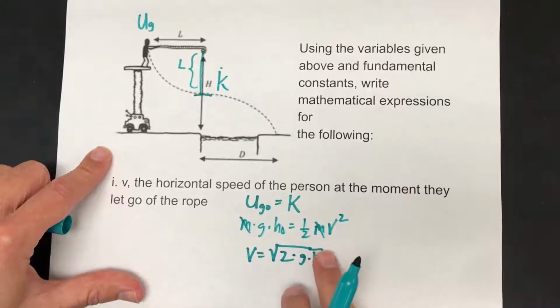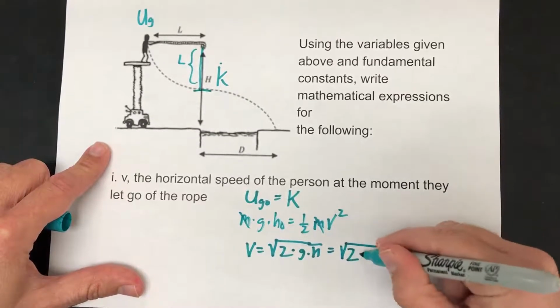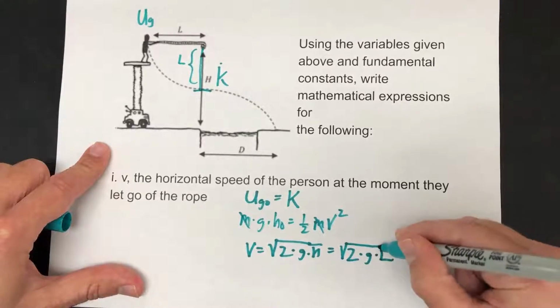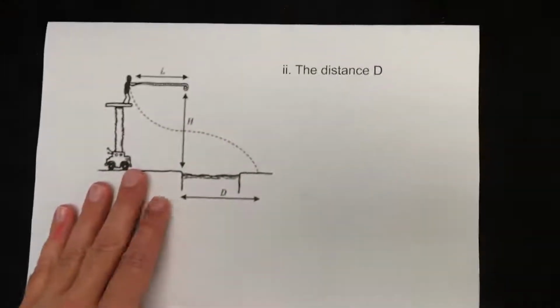Now the only thing is, that height there is a generic height, so we've got to put it in the terms that they said. So it's 2 times g, and the height we're talking about is the length of the rope, L.